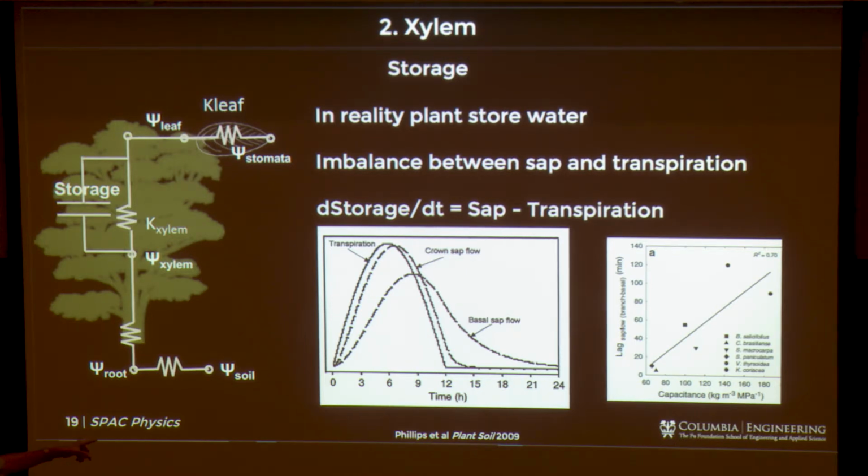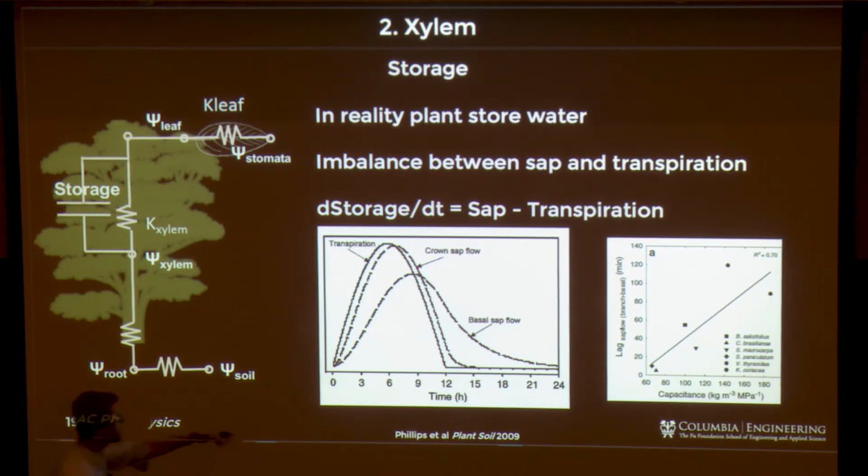And one way to look at that is you could say I can measure the sap at the basal area, right at the bottom here, and at the top near the crown, and I can look at the difference, the phase shift, or the time shift between those two, and that will give me a good sense of how much storage I have in between, right?